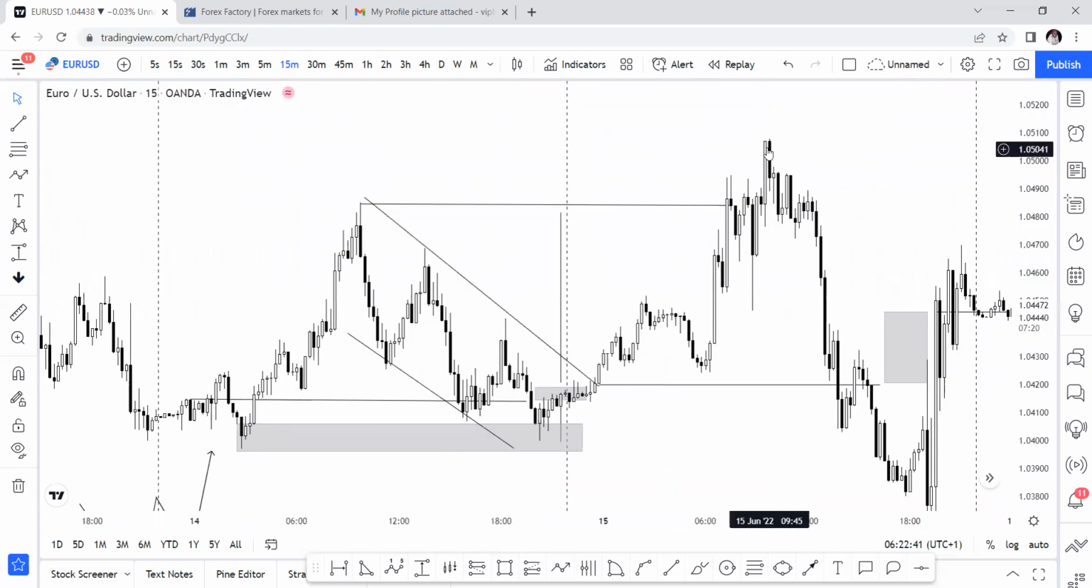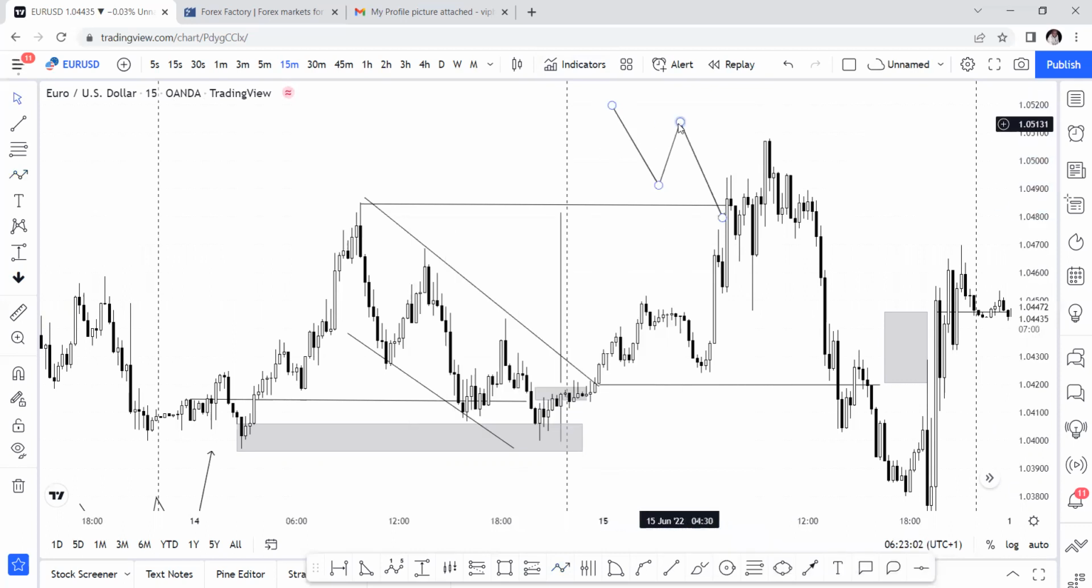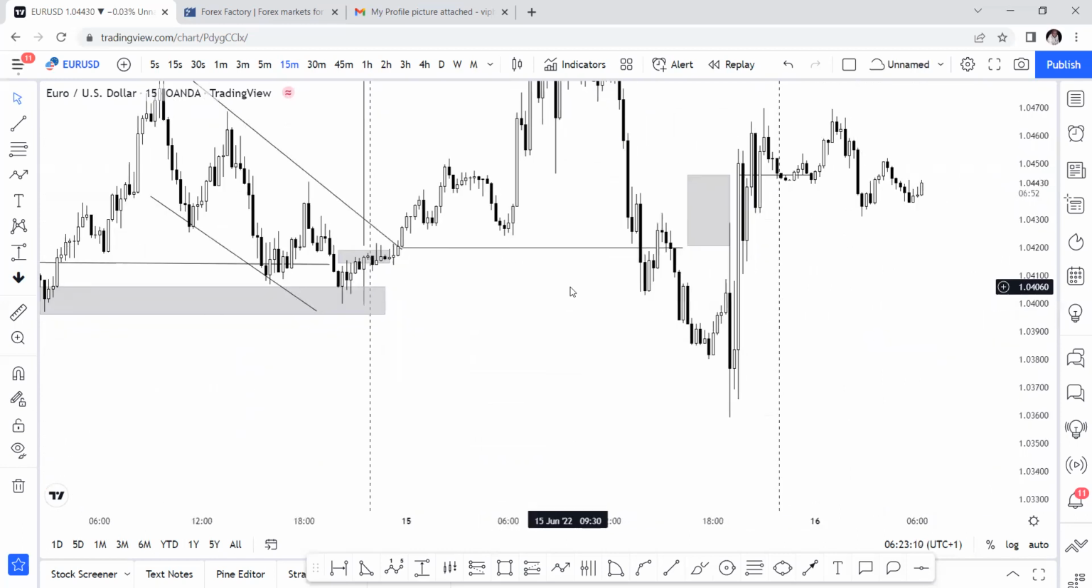Stop hunt, London, 9:30. At 9:45, what happens? Price starts. Then this is a retest, something like this. You have this, you have this, then distribution. So this is the stop hunt here, then a retest of it, then distribution into the opposite. So just that pattern is what you need.